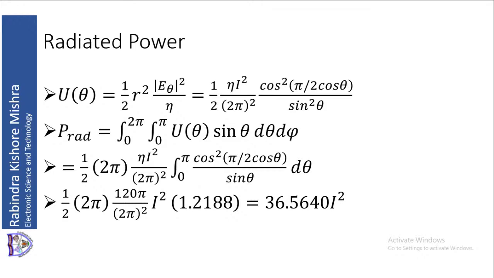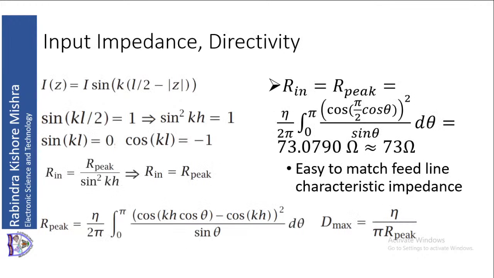Once we know the radiated power, we can find the input impedance and directivity. To find the input impedance, we know I z is equal to I sin of (KL by 2 minus z). So sin KL by 2 is equal to 1, which implies that sin square KH is equal to 1. Sin KL is equal to 0, which implies that cos KL is equal to minus 1.